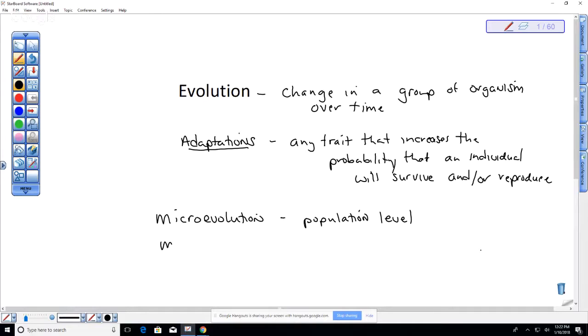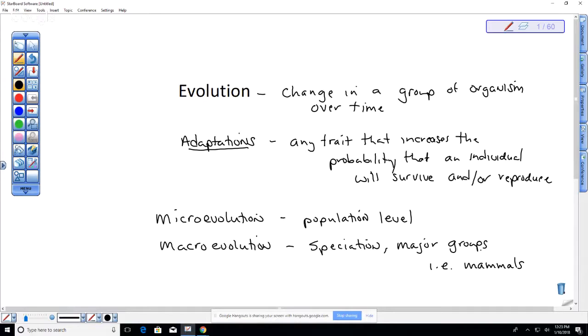And then we talk about macroevolution. This is at a larger level. This would be like speciation, where you might have an ancestral species giving rise to new species, so new groups of species arising. It could also be the evolution of major groups. So, for example, the mammals.